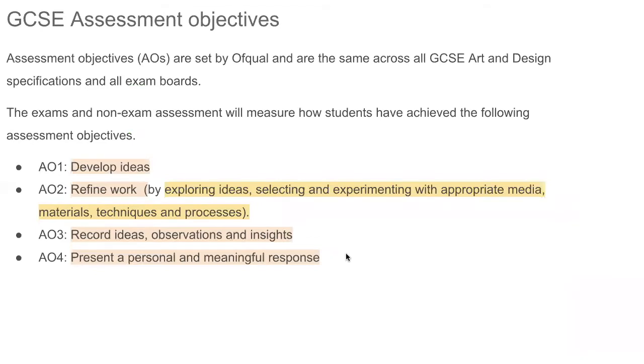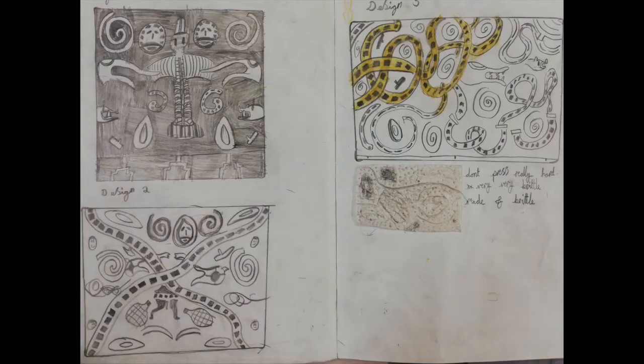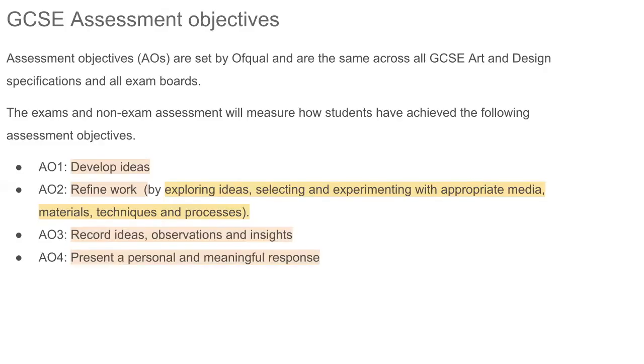It's worth having a little look at the GCSE assessment objectives. Of course, we're not preparing primary students for GCSE art and design, but they really have some quite nice strands to them. So assessment objective 1 is about developing ideas. How do your students develop ideas? So this lends itself to a curriculum that isn't prescriptive.